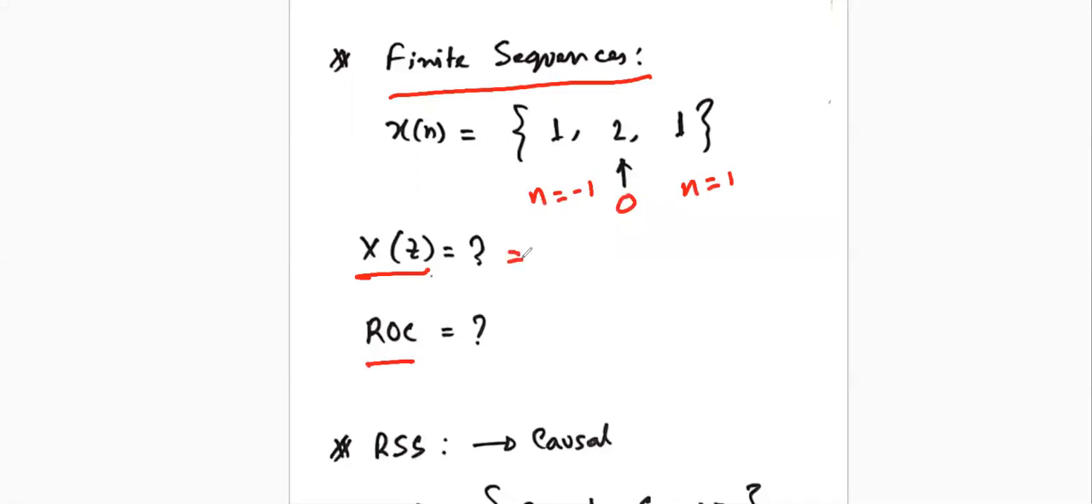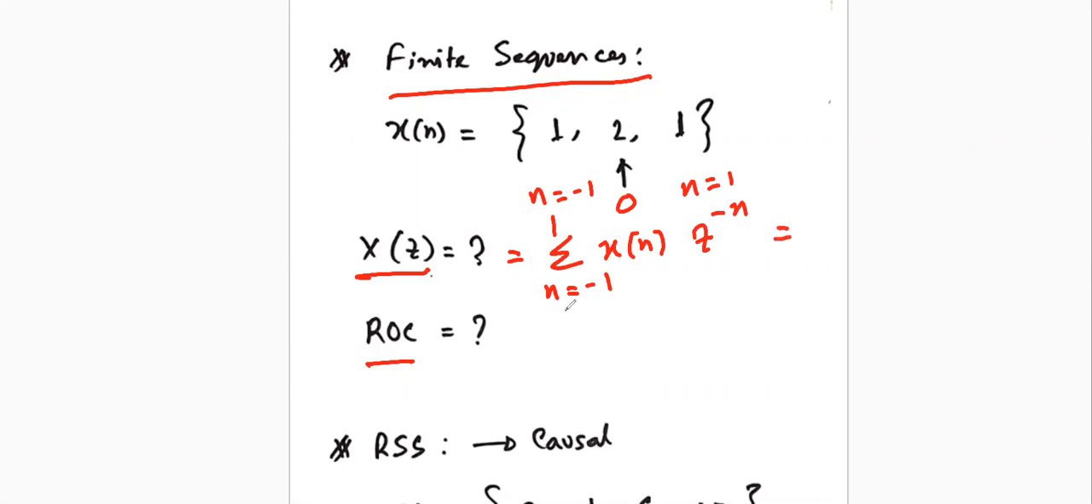Okay, in general, the equation we have written in this way: n from minus infinity to plus infinity. Do we need to write it from minus infinity to plus infinity? No, because as we know, our sequence is from -1 to +1. So this is from -1 to +1. And then we have x[n] and z to the power minus n. That is the expression.